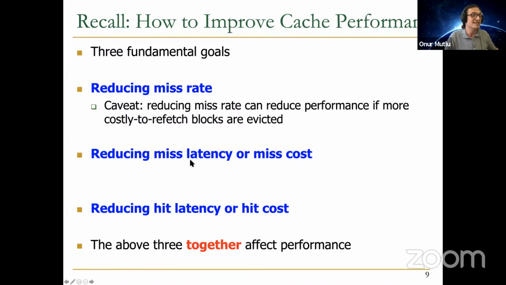You can reduce the miss latency also because the processor may actually need the data while the prefetch is in progress from memory, for example. It's not completely in the cache yet, but it's being brought into the cache from the main memory. Then you're reducing the miss latency or miss cost by prefetching. So certainly prefetching can affect these two major fundamental goals over here. And as we discussed last time, all three together affect performance. So now think about how prefetching can actually integrate to this as well.